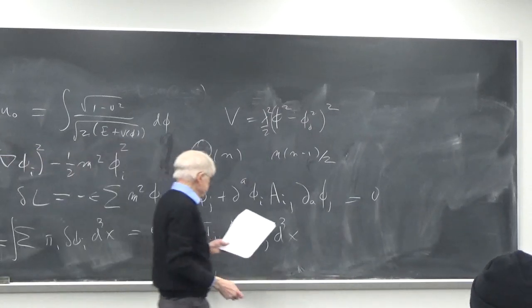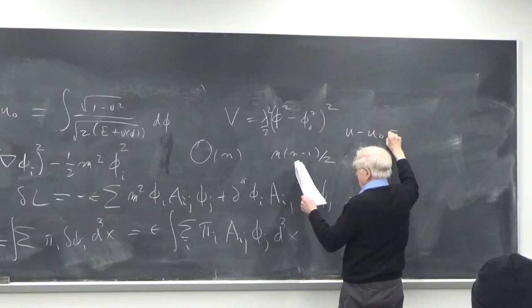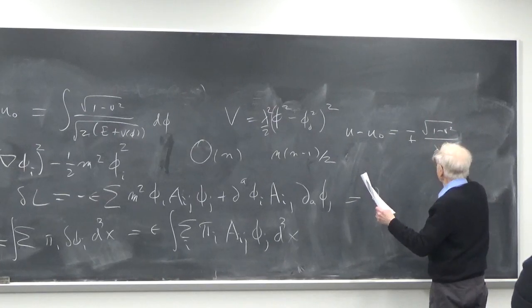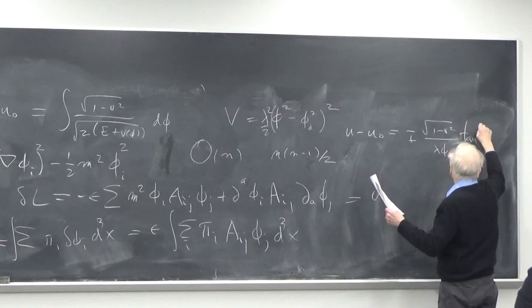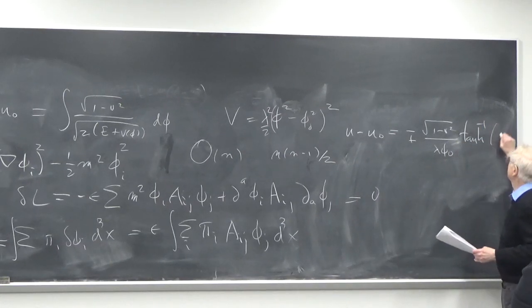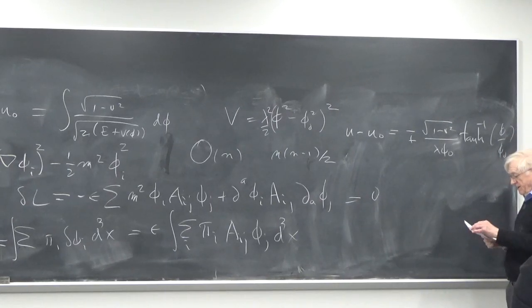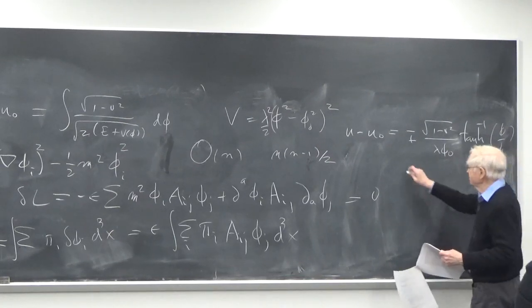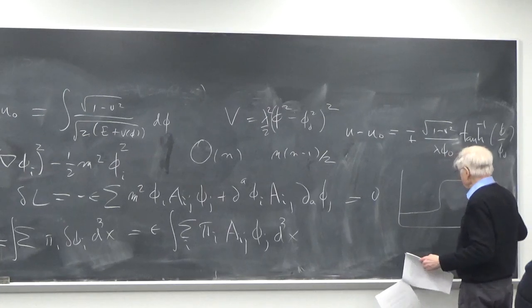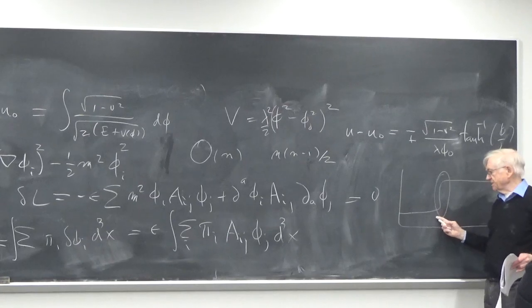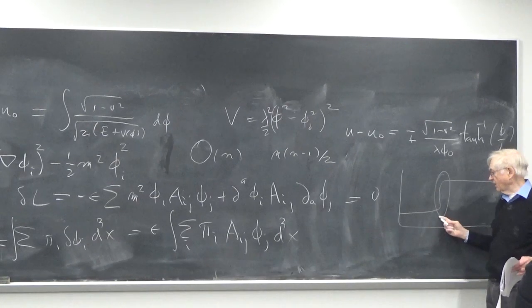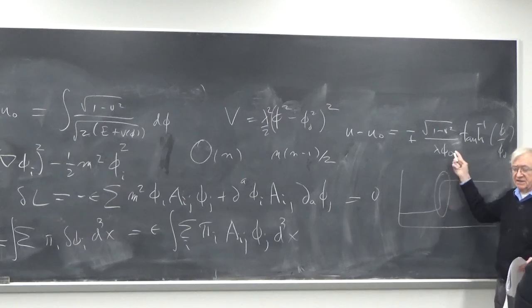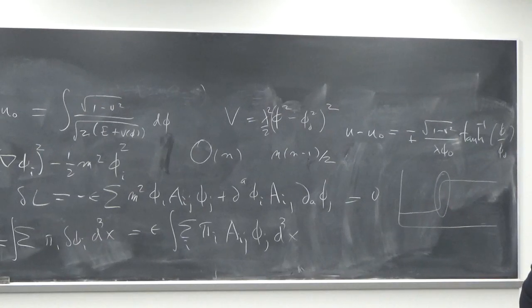You can find what u is exactly. u minus u0 is minus or plus the square root of 1 minus v squared over lambda phi 0, times the inverse hyperbolic tangent of phi over phi 0. And that looks like, I had a picture, oh yeah. So it basically looks like this. So all the energy is at a particular point in space-time. It's where the field goes from a negative constant value to a positive constant value, and it jumps in this way. All right, so we're done with differential equations.